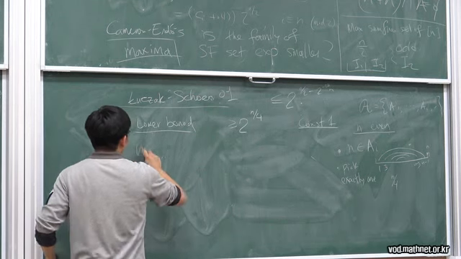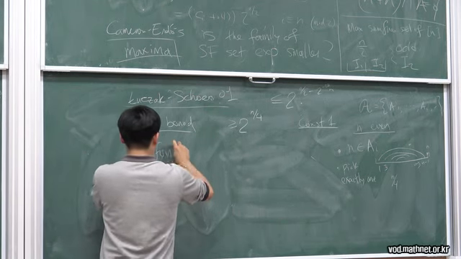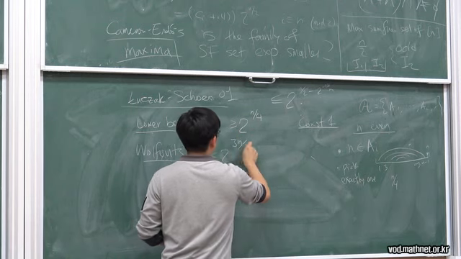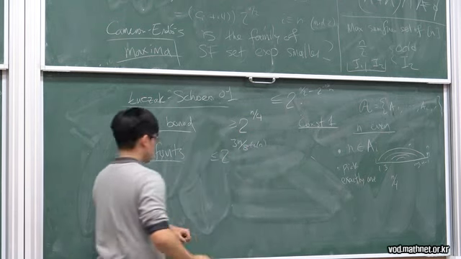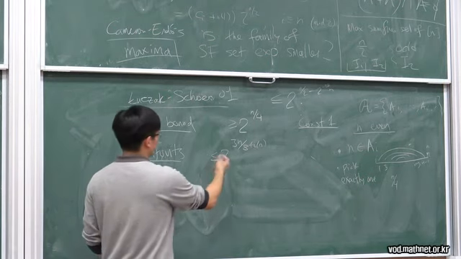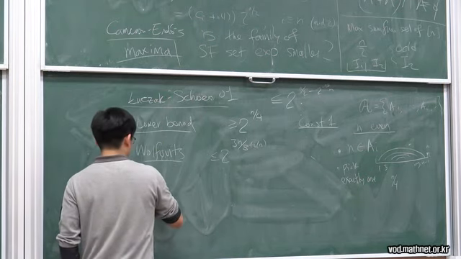And Wolfowitz improved this upper bound to 2 to the 3n over 8 plus little o(n). So he shows that at least it's not closer to 1/2. Okay, it's 3/8.